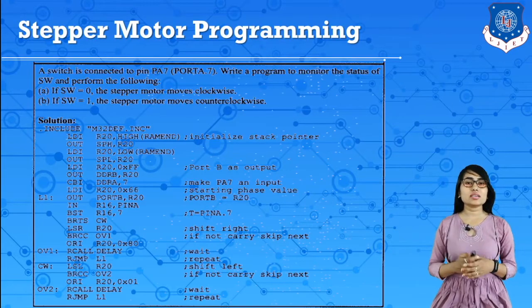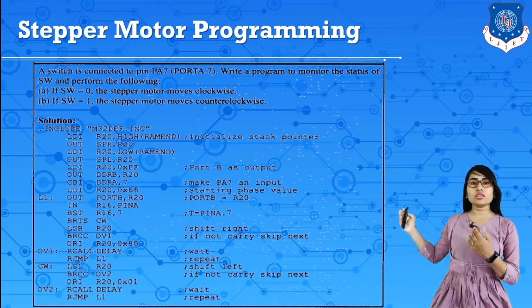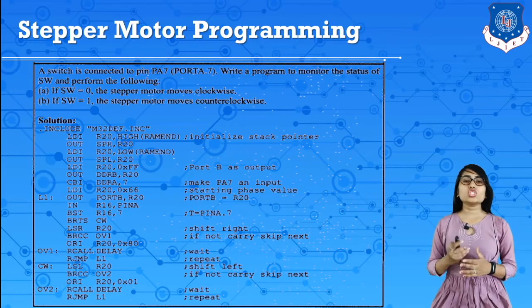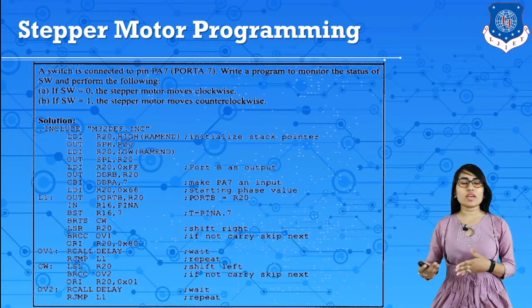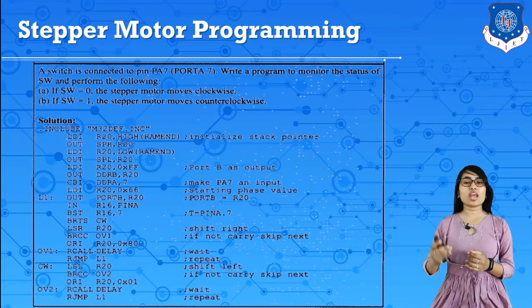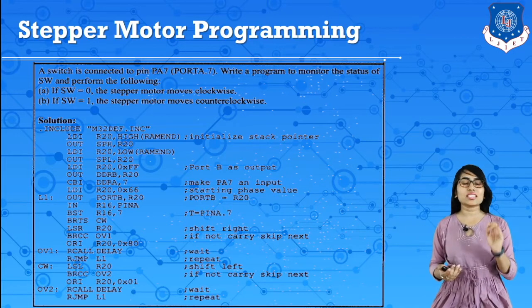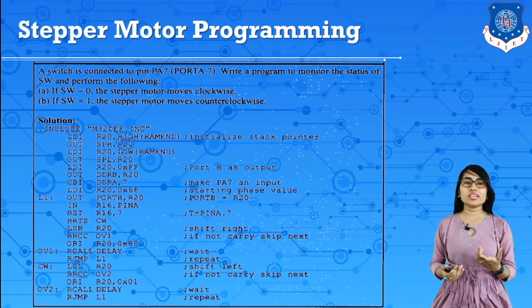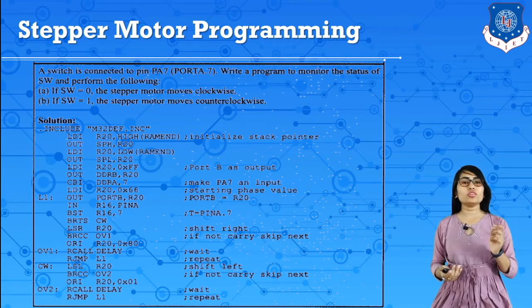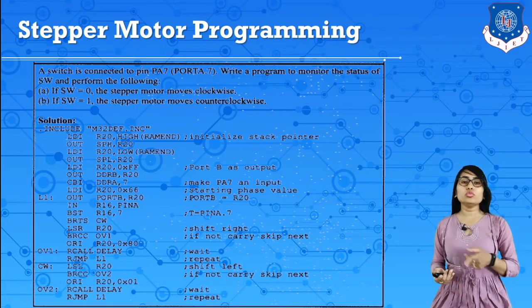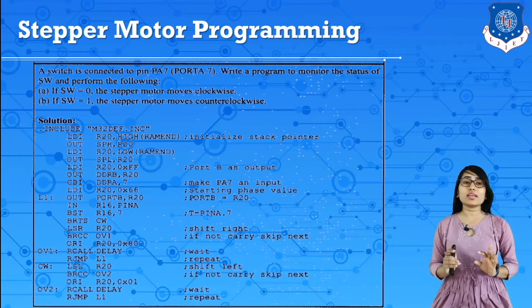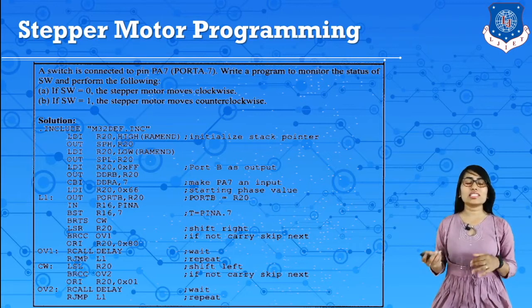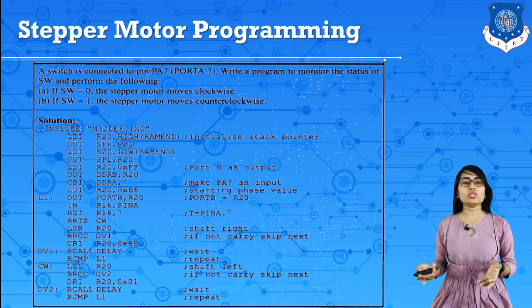Now let's discuss stepper programming. Here we have one program: a switch is connected to PA7, that means port A.7. Write a program to monitor the status of the switch and perform the following. If SW equals 0, then the stepper motor moves clockwise, and if the switch equals 1, then the stepper motor moves counterclockwise, that means anticlockwise. So how can we do this?